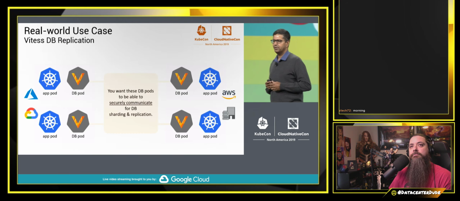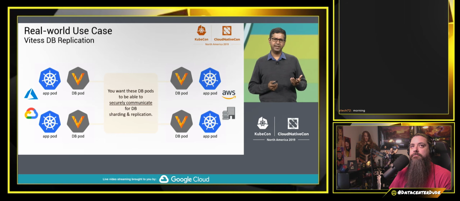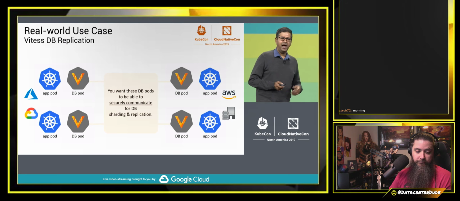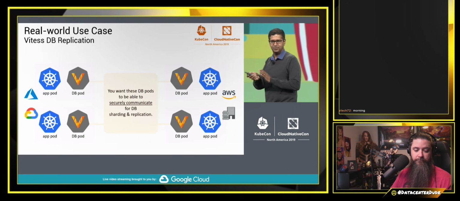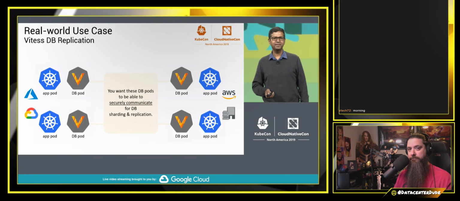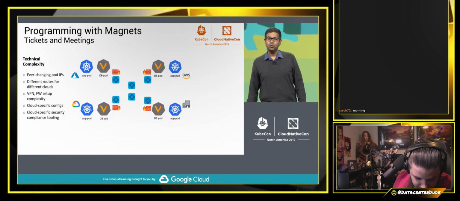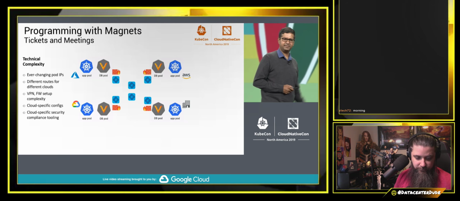In this picture up here, we have a use case where there are 4 databases, 3 running on public clouds, 1 on-prem, and they simply want to communicate with each other securely to be able to either shard or replicate. How would you solve this today in a cloud-native world? By the way, congratulations to Vitesse on graduating and becoming a graduated project. So one way to program that network is to use magnets.